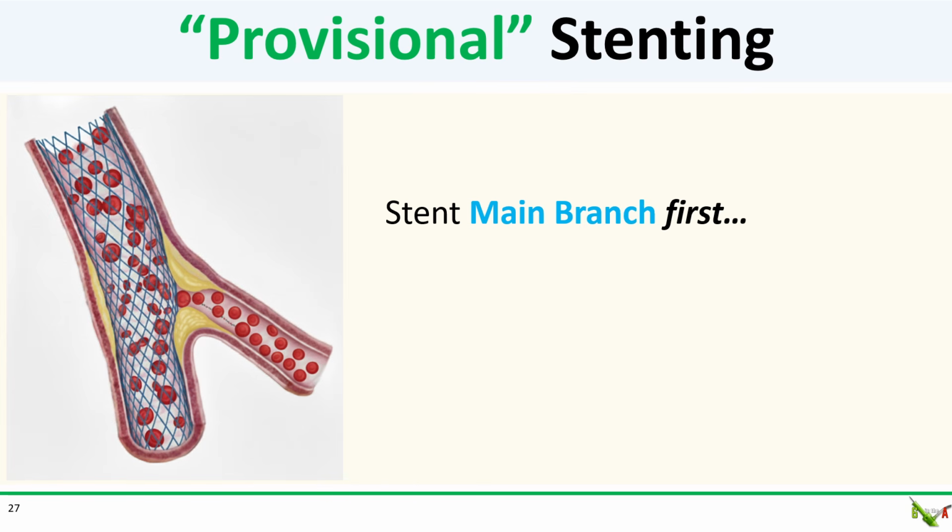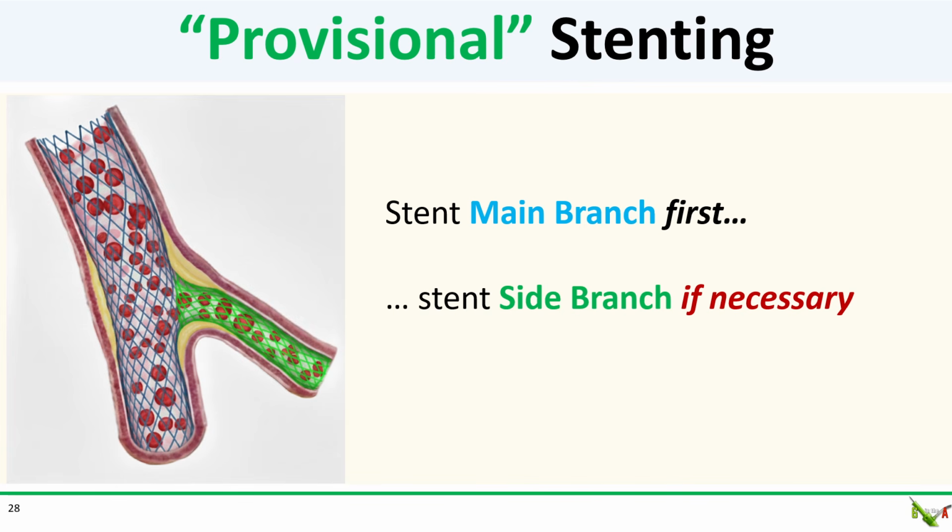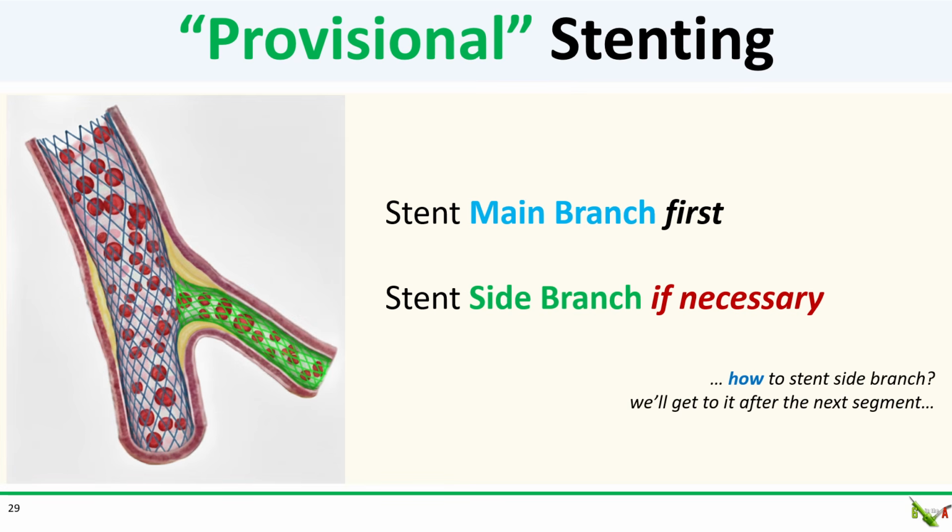In provisional stenting, stent the main branch first, and then stent the side branch, but only if necessary. But how exactly do you go about stenting that side branch? Well, great question. We'll get to that after the next segment.